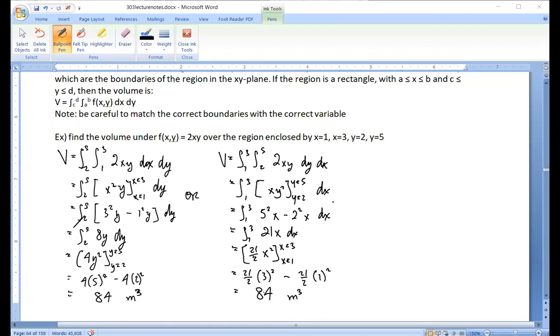So that is the basic calculation, or basic application of how you can use it, for example, to find volume for z equals f of xy over a given region.